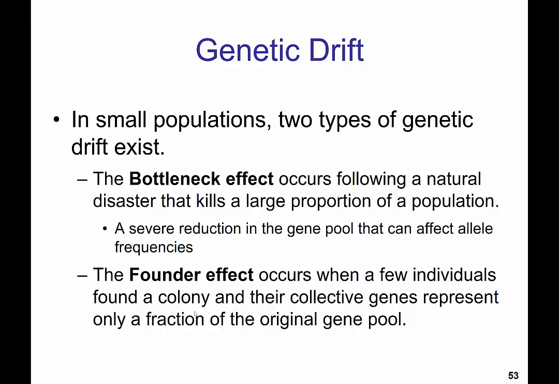In small populations, we have two different types of genetic drift: the bottleneck effect and the founder effect. The bottleneck effect occurs following a natural disaster that kills a large portion of the population. We just saw this in the example with the frogs. This is a severe reduction in the gene pool that can affect allele frequencies. The founder effect occurs when a few individuals form a colony and their collective genes represent only a fraction of the original gene pool. You can probably think of good examples in human history and the founder effect.